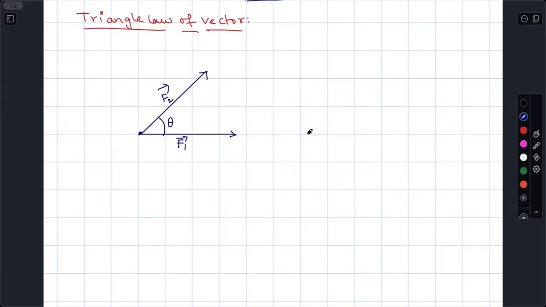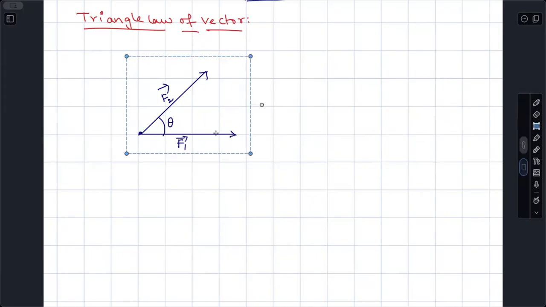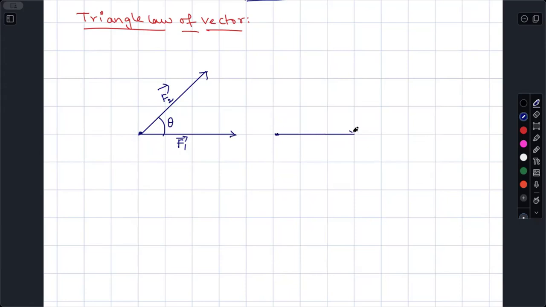Now, unlike in the previous case, what I would like to do right now is to represent these two sides differently. How? Now I will represent F1 bar with one side of a triangle, OA bar.